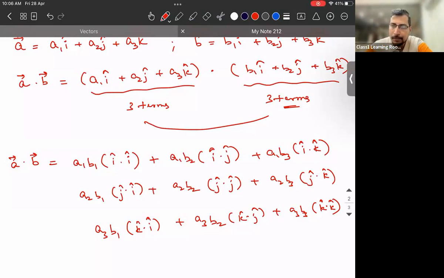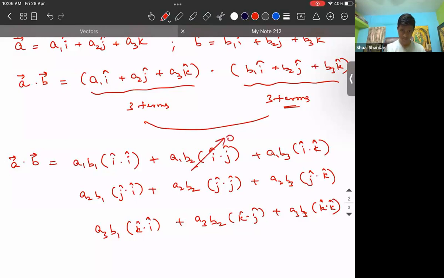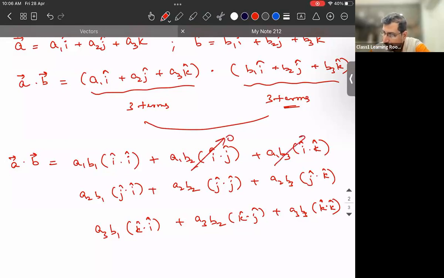Done. If you see, what is I cap dot I cap? I cap dot I cap is 1. Similarly, I cap dot J cap is 0. I cap dot K cap is 0 because I and K are perpendicular vectors. I told you, the dot product between perpendicular vectors is 0. Similarly, J dot I is 0, J dot K is 0, K dot I is 0, K dot J is 0.